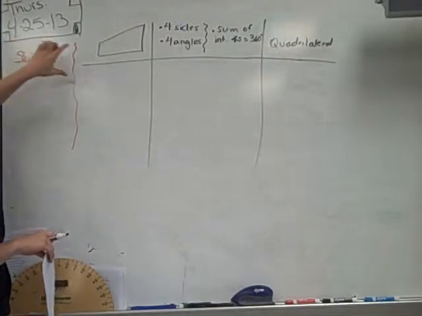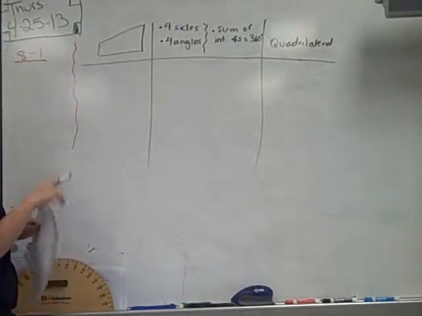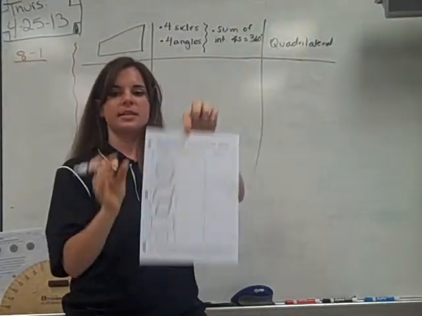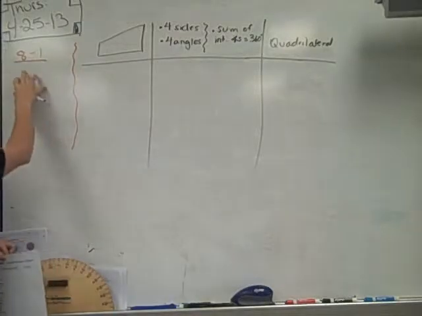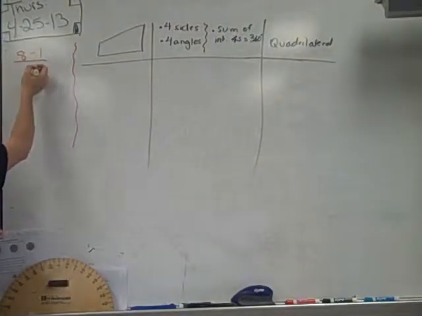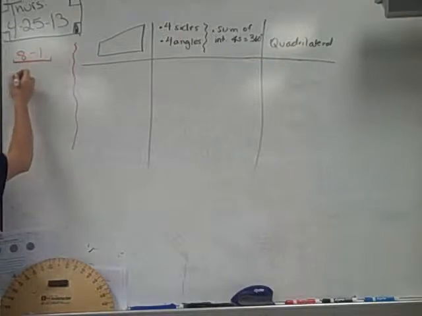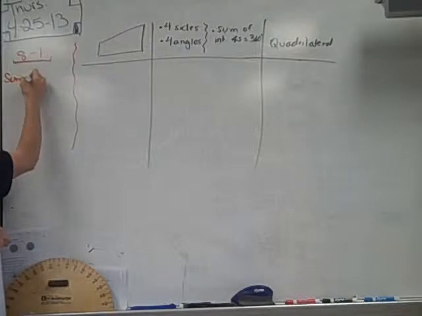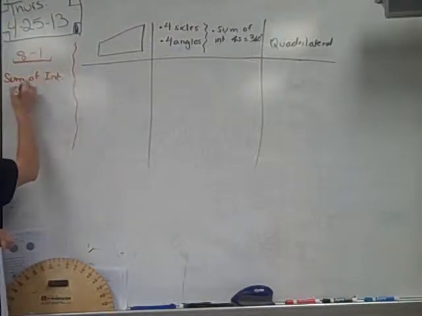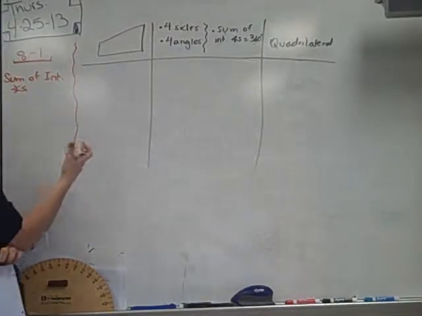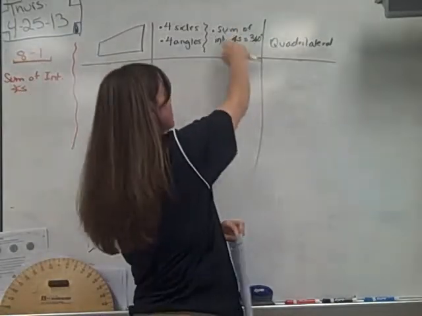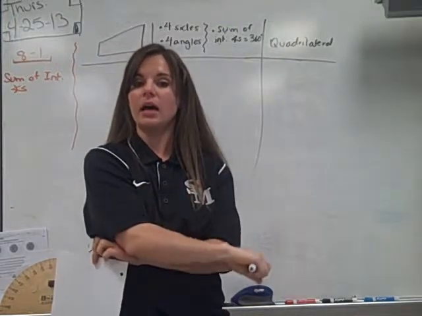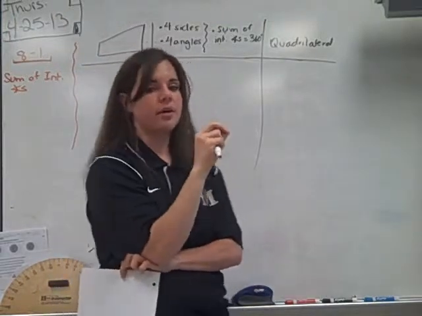Let's do just a quick side note here. This is going to help you on your quiz. I will let you use this on your quiz, so take advantage of this. You can write this on the back side of the sheet. In section 8.1, we talked about the sum of interior angles. And the question I have for you is, is the sum of the interior angles always going to be 360 for every polygon? The answer to that is no.